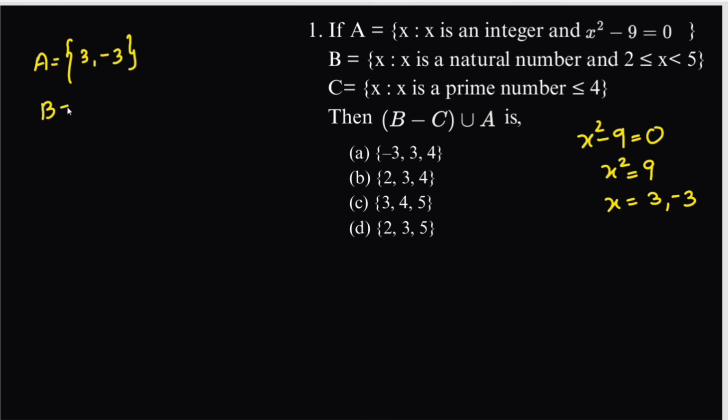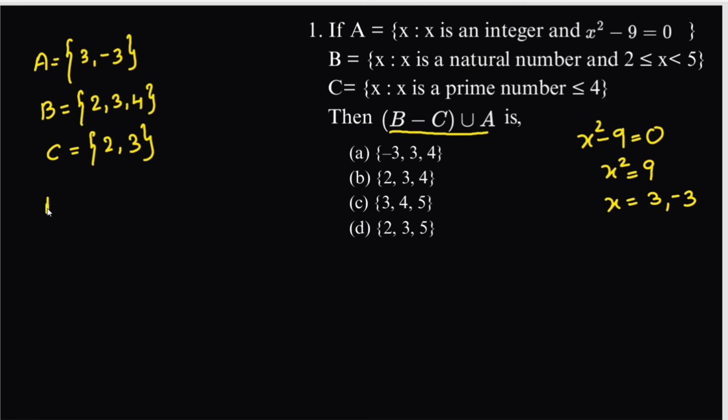So what will be B set? They have told it is a natural number where x is from 2 to 5. So 2 is included, 3, 4. 5 is not included because here we do not have less than or equal to 5. So this closes. Next, C is equal to what? X is a prime number less than or equal to 4. So what are the prime numbers less than or equal to 4? 2 and 3.